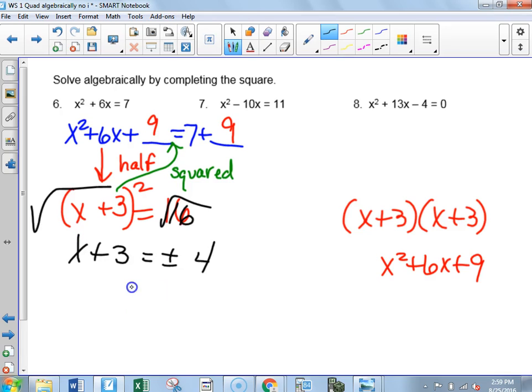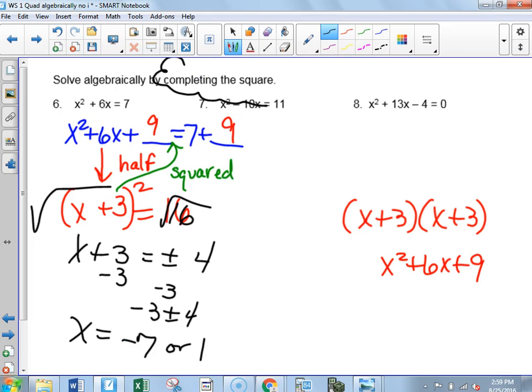Plus or minus 4, subtract 3. What's negative 3 plus or minus 4 equivalent to? Negative 7 or positive 1? Anybody lost? Yes, it would have been easier to subtract the 7 over and factor that one. Okay? But it says up here we're practicing completing the square.